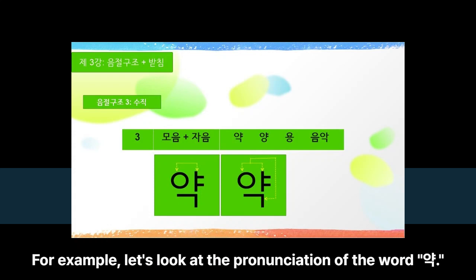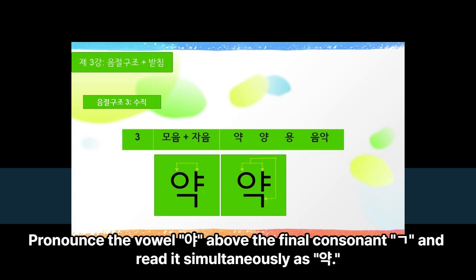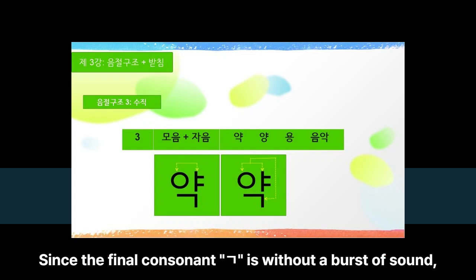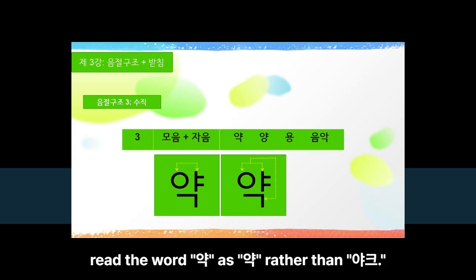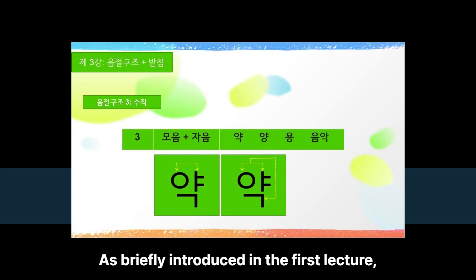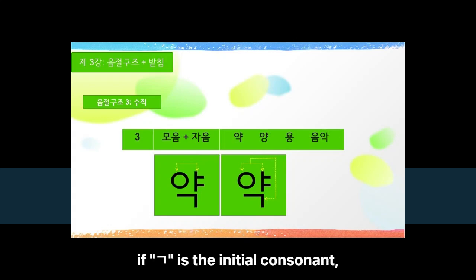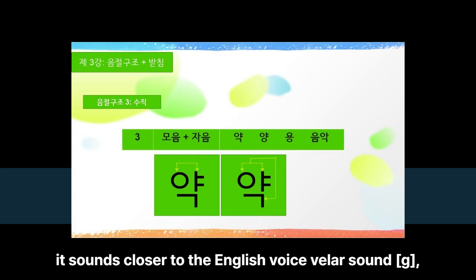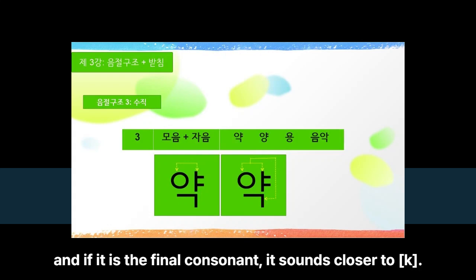For example, let's look at the pronunciation of the word, yog. Pronounce the vowel, ya, above the final consonant giyok, and read it simultaneously as yog. Since the final consonant, giyok, is without a burst of sound, read the word, yog, as yog, rather than, yaku. As briefly introduced in the first lecture, if giyok is the initial consonant, it sounds closer to the English voiced velar sound, gu, and if it is the final consonant, it sounds closer to ku.